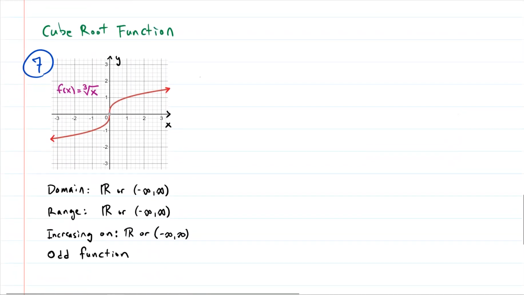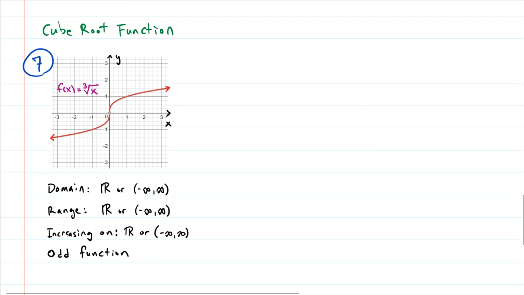Our final of the fabulous 7 most common functions seen in algebra is the cube root function. So the functional form is the cube root of x. Here you can see it passes through the origin and comes up, kind of like the square root function, and then comes down to the left, which is not like the square root function. The square root function doesn't have anything in the negative side because it's not defined there, but the cube root function is defined for the negative x values.